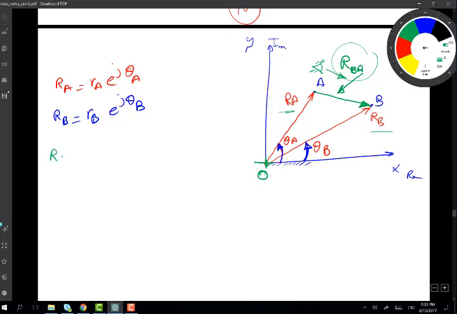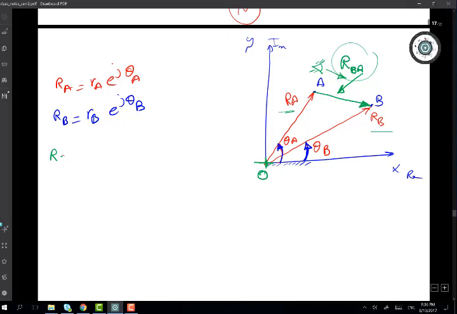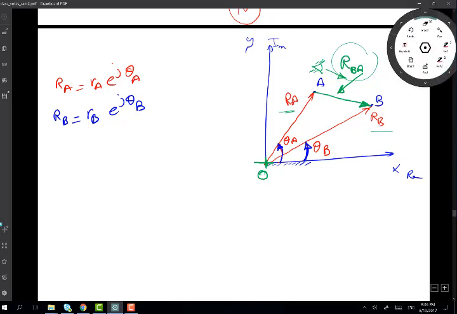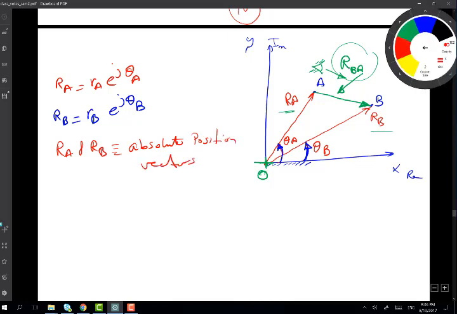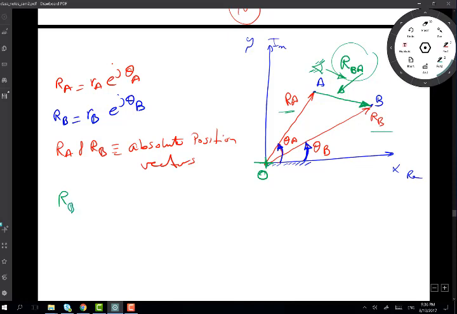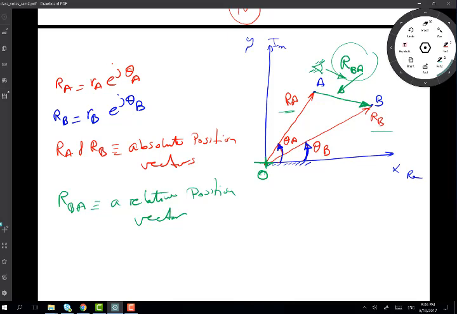So I have here RA and RB, which are absolute position vectors, but the other vector, which is RB relative to A, is a relative position vector. All right.